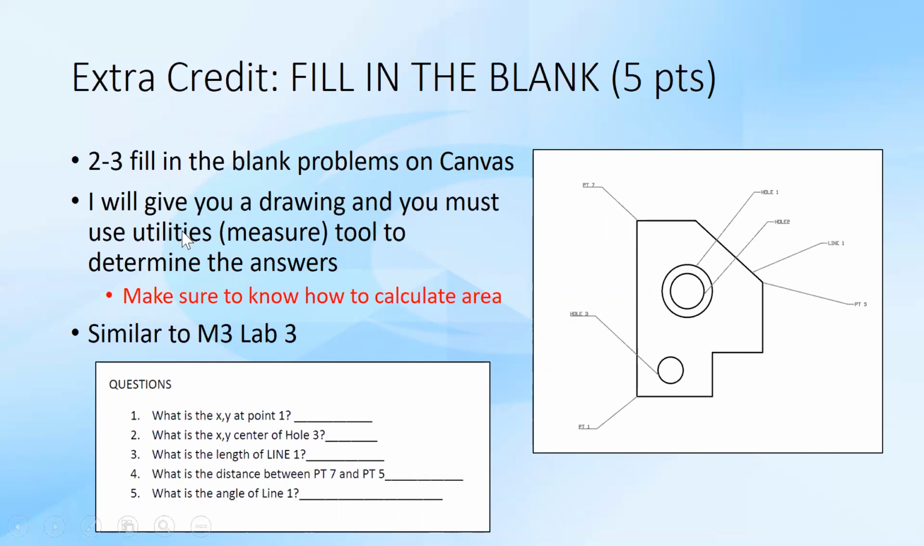Essentially, I'll give you a drawing and you must use the utilities measure tools to determine the answers. So just like M3 Lab 3, this was M3 Lab 3. This was the DWG file here. And then I asked you these 5 questions that you had to fill in the blanks. It won't have 5 questions, have a smaller amount of problems, but one of them will be to calculate the area. So remember, make sure to know how to calculate the area of something. We went over this previously. Make sure you know how to add and subtract areas.